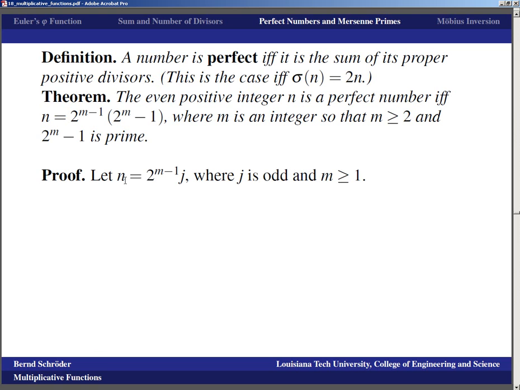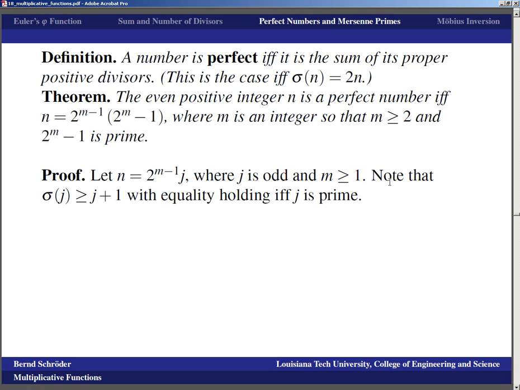Well, we look at numbers of the form 2^(m-1) times j, where j is odd and m is greater than or equal to 1. Well, sigma of j is greater than or equal to j plus 1, with equality being true if and only if j is prime, right? Because if j is not prime, then we get more here, and if we get this exactly, then j must have been prime. And if j is prime, we get exactly this. Okay.